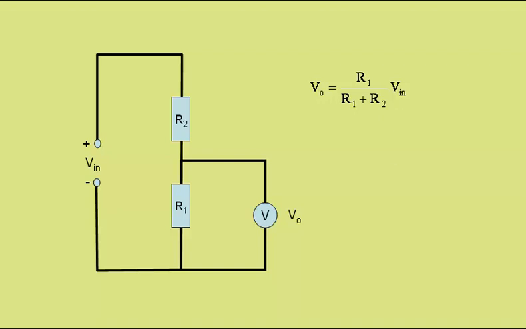That formula covers the case of two resistors, R1 and R2, but we can also say that VO, the output potential difference, is equal to the resistor over which we measure the output potential difference, divided by the total resistance, multiplied by the potential difference of the supply.